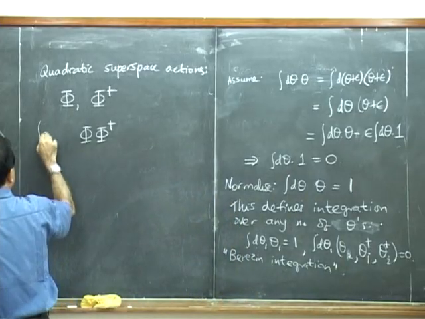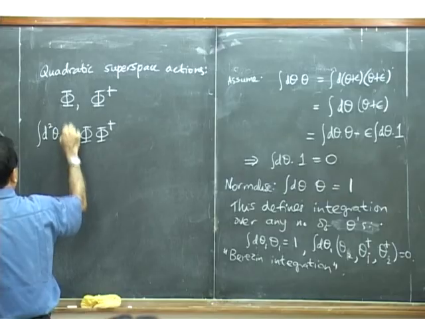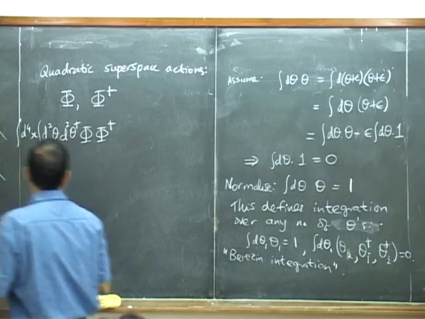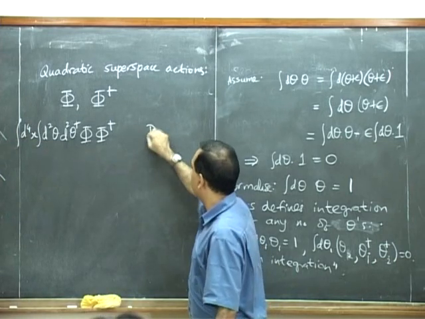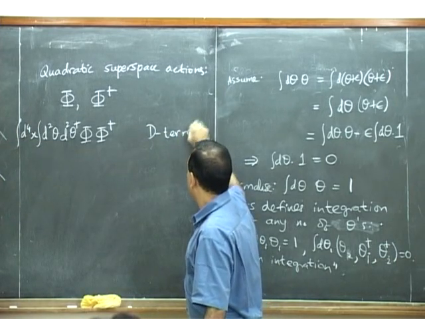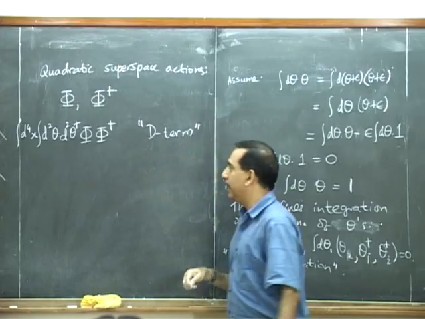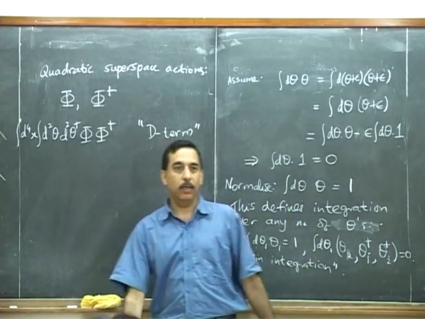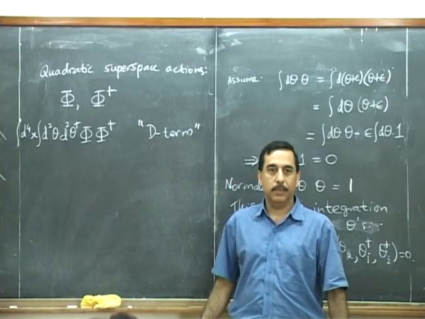So I must integrate this in d2 theta d2 theta dagger, and of course lastly in x. So this is a D term. I'll explain later why I call it D term, but D is the label I give to anything involving integral over all the thetas and theta daggers.